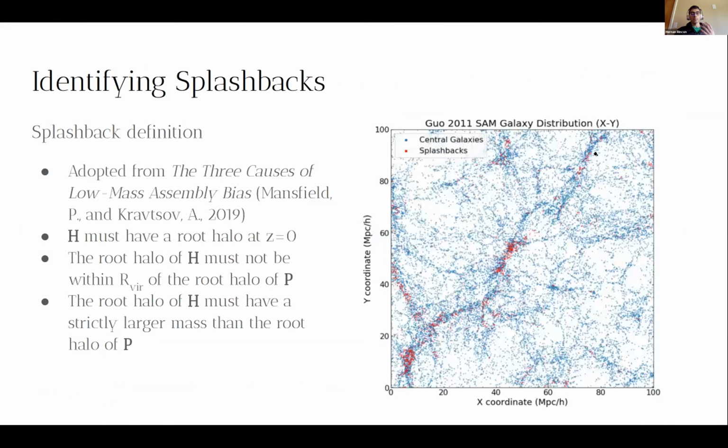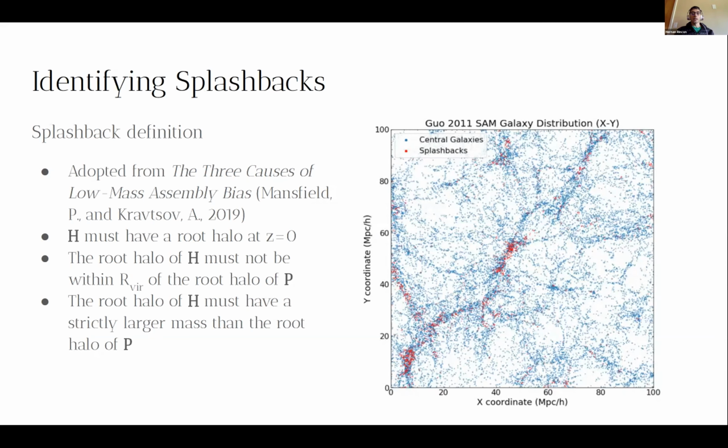Now, to actually start off the project, I had to identify splashbacks with simulation data. We were using data from the Millennium simulation, the dark matter N-body simulation. And built on top of that, we had a semi-analytic model of galaxy formation. This is stuff that we didn't do ourselves, it's just a pre-existing big collection of simulation data that is really commonly used in these sorts of studies.